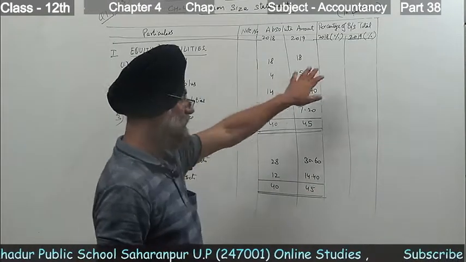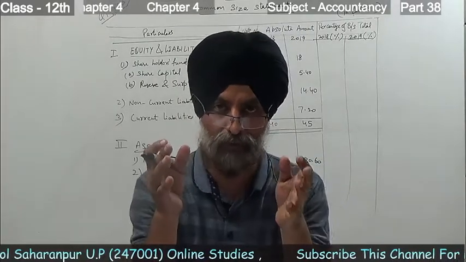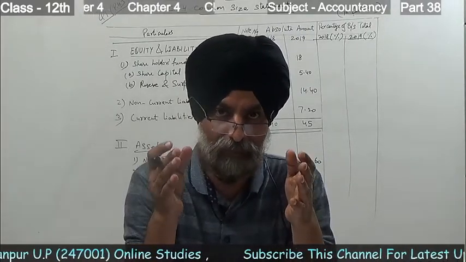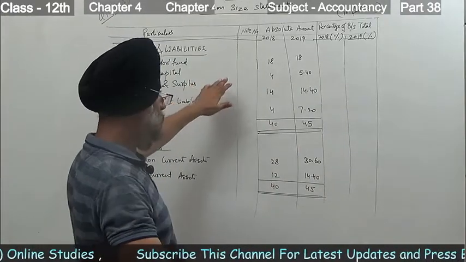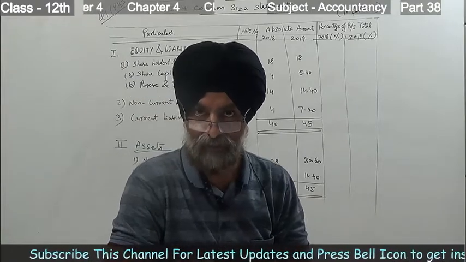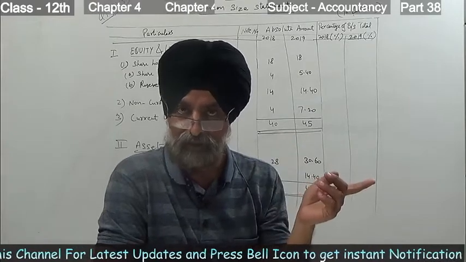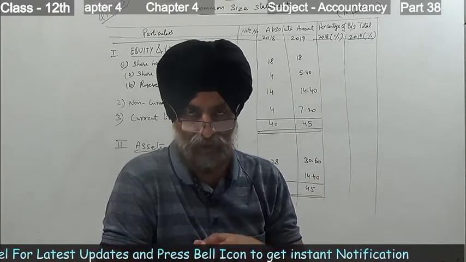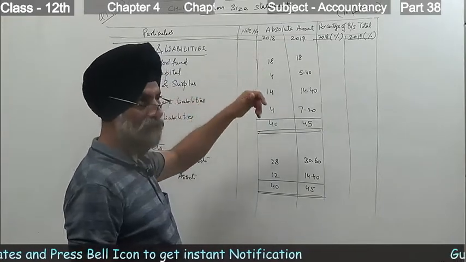Now come to the percentage. This is common size statement. In this we have to find the percentage of each head and subhead. How can we find this percentage? There is no need to find any increase or decrease from the previous year to the current year. That was done in the last comparative statements, but now in common size statement we have to find the percentage of each head.